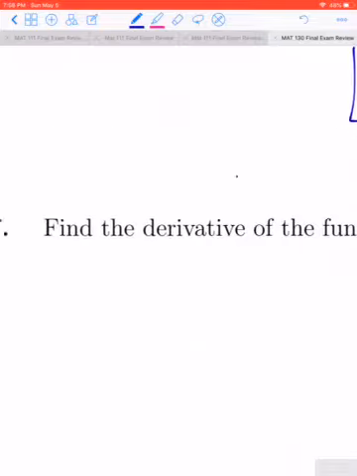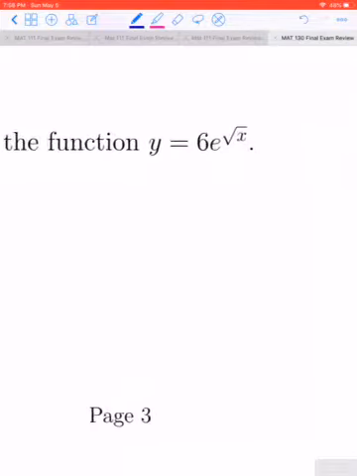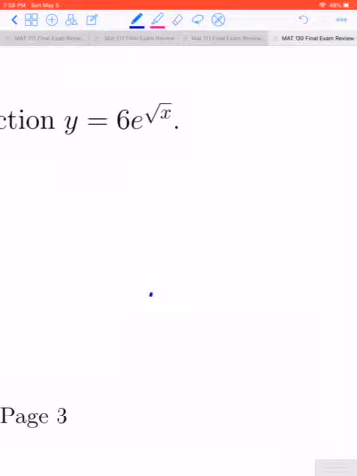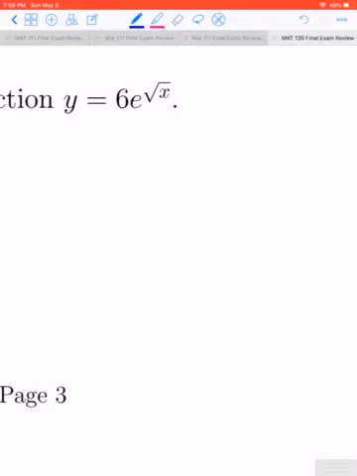Let's take a look at number 7. In question 7, they want us to find the derivative of y equals 6 times e to the square root of x, which we know we can simply rewrite as 6e, and then that's going to be x to the 1/2 power.